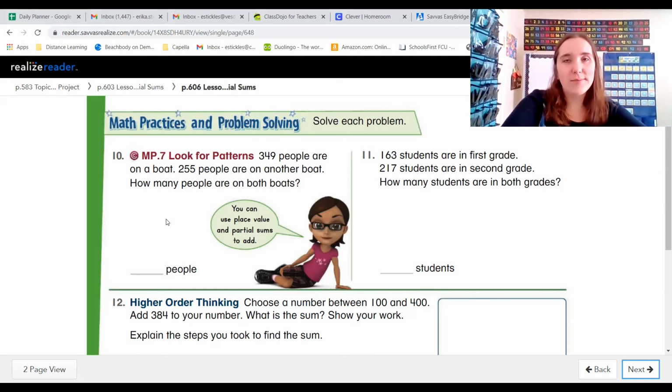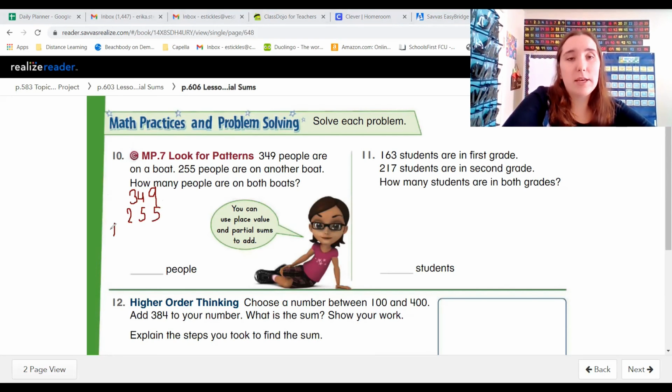You already did all that work? Okay, let's double check it. I have to write mine out, so I'm going to stack them up. And I'm going to do mine right up here so that way I have plenty of space. 349 plus 255. Notice how careful I'm being when I'm lining up my place values. There we go, that's better.